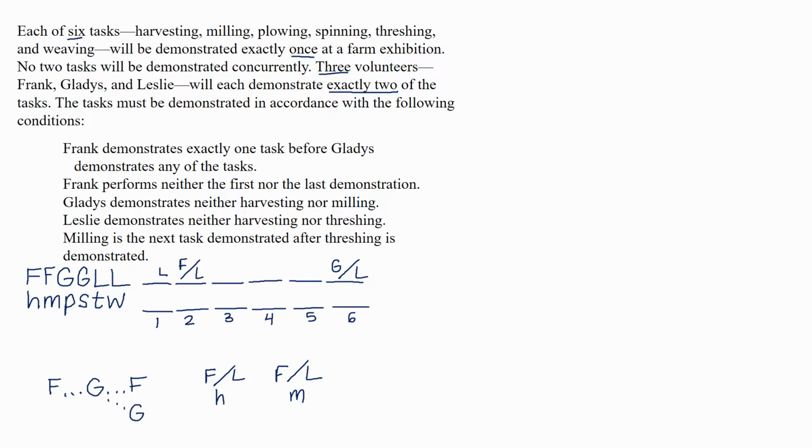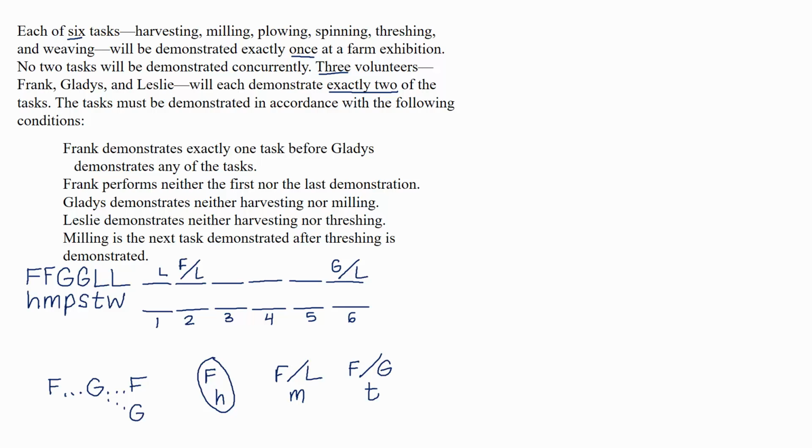This fourth rule is another grouping rule. Leslie demonstrates neither harvesting nor threshing. We can make deductions from this. First of all, we can use the harvesting from Rule 3 to rule out Leslie. And now we know that Frank must demonstrate harvesting. That's another big deduction. We can also note that either Frank or Gladys must demonstrate threshing because Leslie can't.